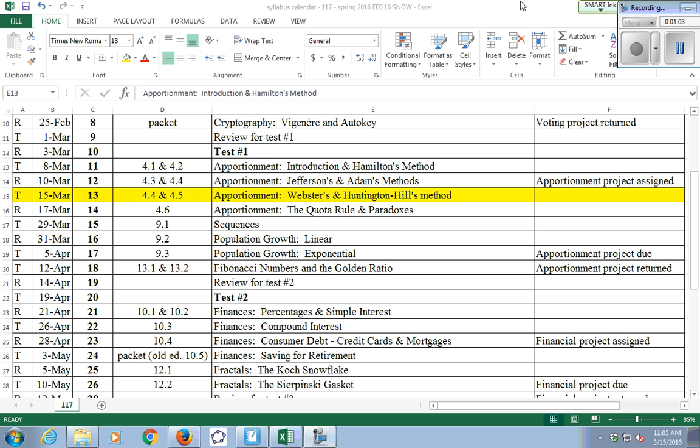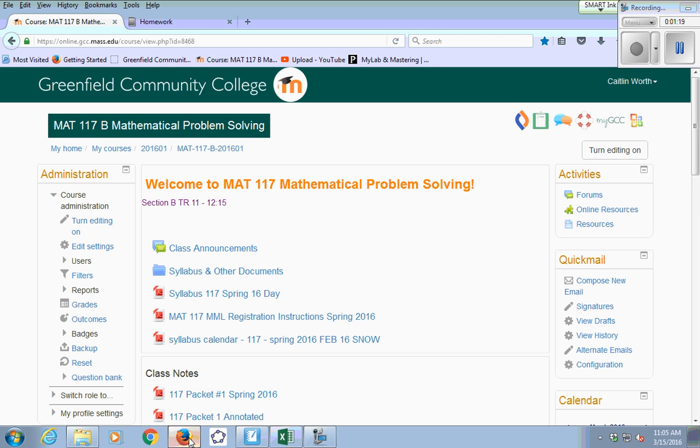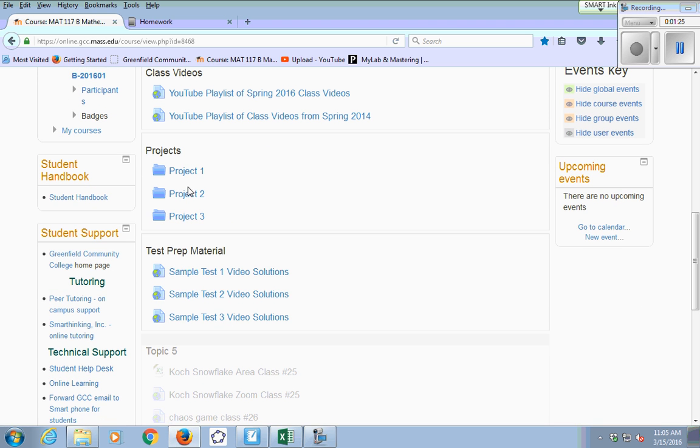So speaking of the Excel project, just want to quickly point out that that is due on April 5th. So that's coming up in a few weeks. Based on what we've covered so far, you could do probably about 60% of it. It's all posted in Moodle under Project 2.